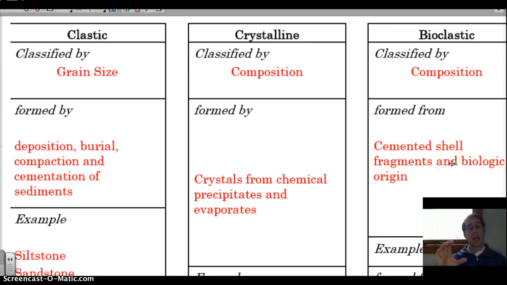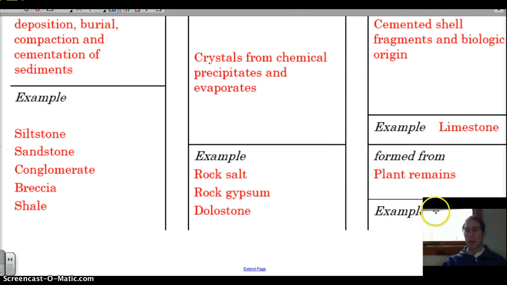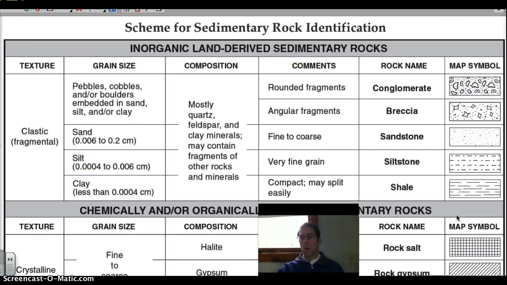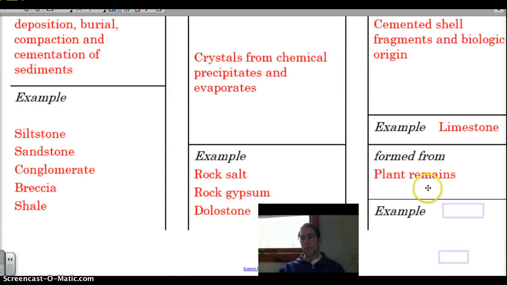So sometimes plants can be compressed together. That gives us coal. You can also get calcite that is produced by shells and other marine organisms that will help to create those. So we get limestone as an example. We also get plant remains, and the example of those would be coal.